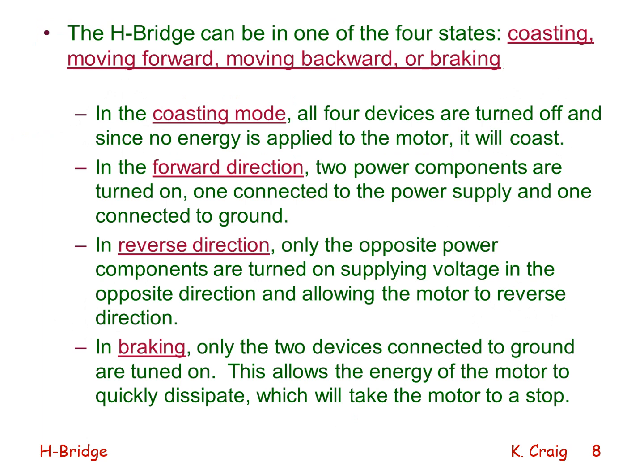The H-bridge can be in one of the 4 states: coasting, moving forward, moving backward, or braking. In the coasting mode, all 4 devices are turned off, and since no energy is applied to the motor, it will coast. In the forward direction, 2 power components are turned on, one connected to the power supply and one connected to ground. In reverse direction, only the opposite power components are turned on, supplying voltage in the opposite direction and allowing the motor to reverse direction. In braking, only the 2 devices connected to ground are turned on. This allows the energy of the motor to quickly dissipate, which will take the motor to a stop.